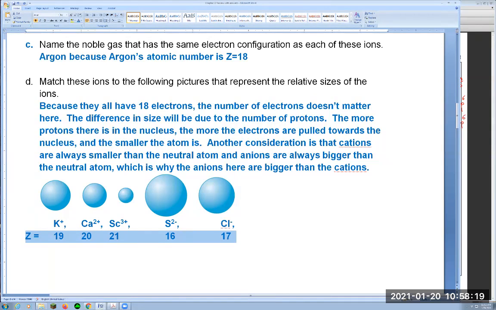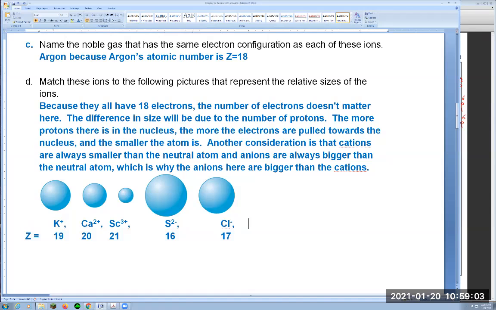So the smaller ion in size will be the one with the most protons, and that's going to be scandium, because scandium has an atomic number of 21. So 21 protons, 18 electrons, so they are really tightly held together. And then calcium will be slightly bigger with 20 protons. And then potassium, slightly bigger with 19 protons. From there, you go to chlorine or the chloride ion with 17 protons and 18 electrons. And then the sulfide with 16 protons and 18 electrons. So that's how you determine the relative size of these ions.